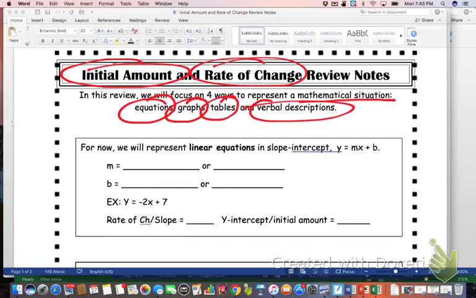So as you can see from the title, this is a review. This is not meant to be teaching you. If you need something more in depth, please see me so that I can help you out. This is just if you need a little refresher from class.